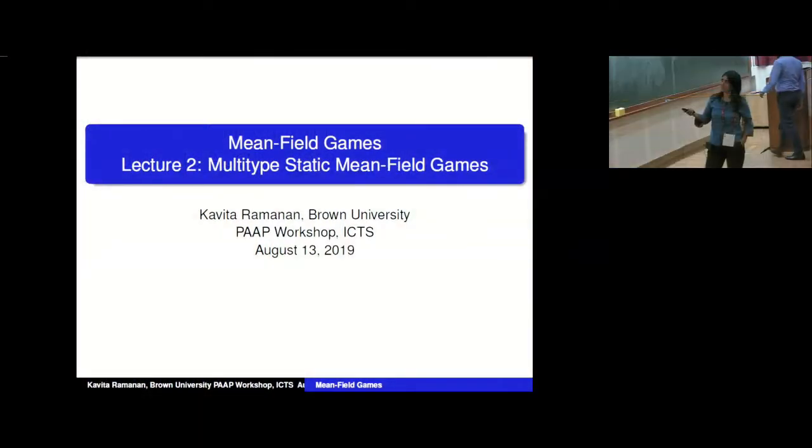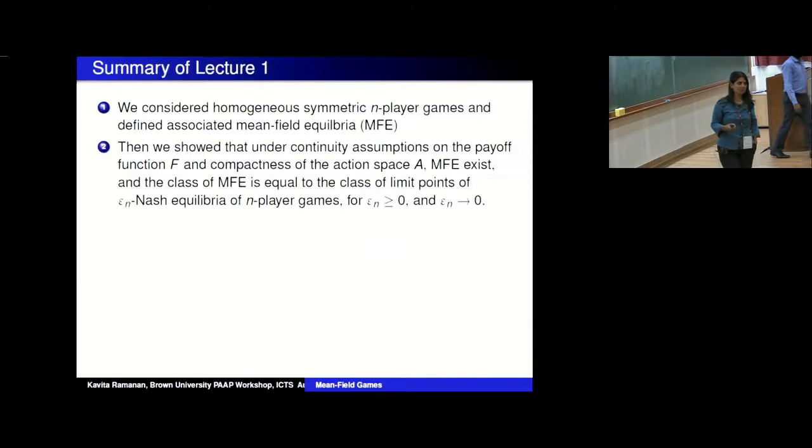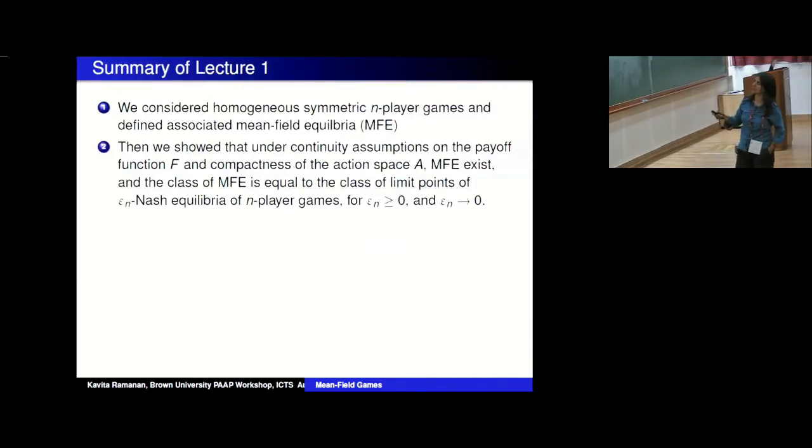We talked about static mean field games last time. It was just this morning, so we don't have to do much. But we considered, remember, homogeneous symmetric n-player games and defined associated mean field equilibria. And then we showed that under continuity assumptions on the payoff function and compactness of the state space and action space, the mean field equilibria exist.